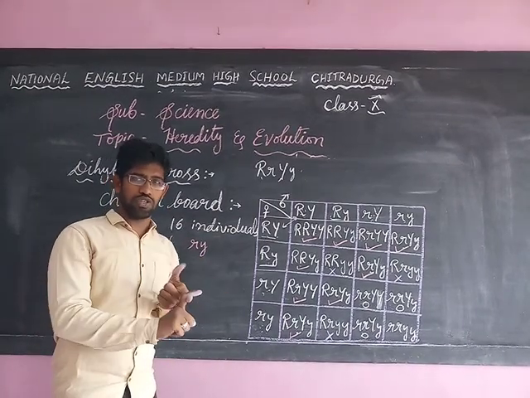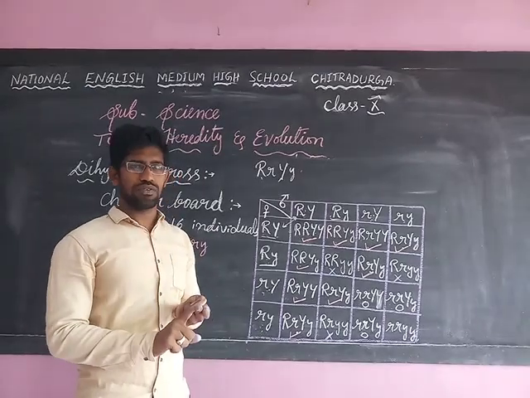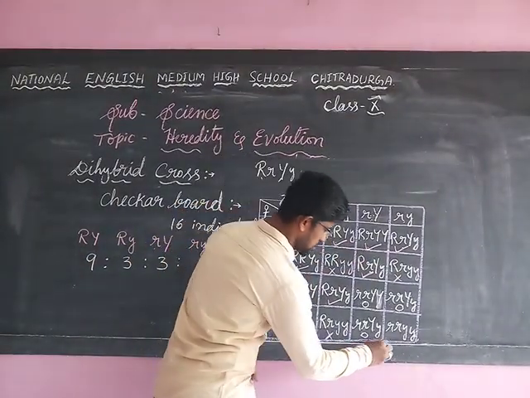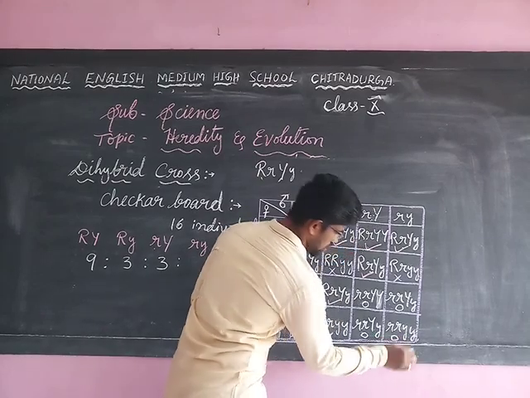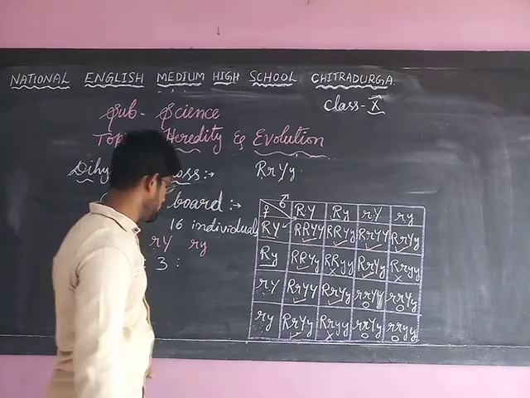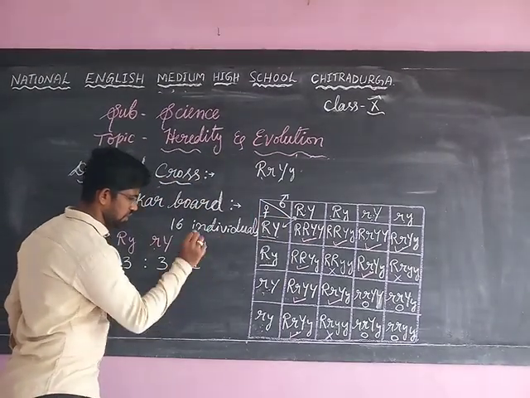Then next, at last, small r represents the wrinkled shape, small y represents the green color. So both the r's should be small and both the y's should also be small. When we look here, yes, of course, at last we are getting one. Last one is both small r, both small y. So only one individual we got, which is wrinkled green.